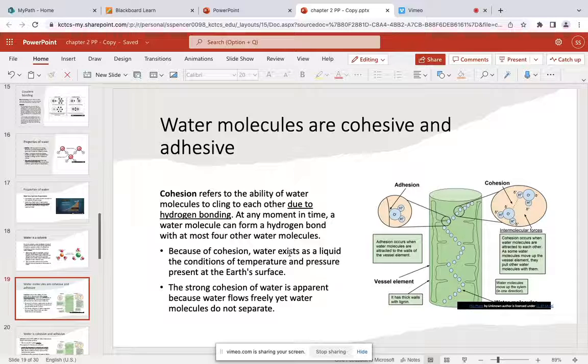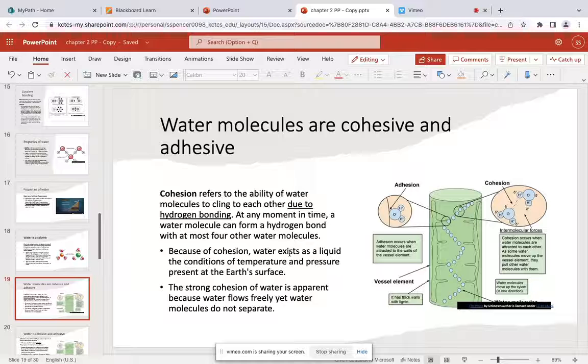So cohesion is simply what allows water to exist as a liquid. Due to the cohesion, water can exist as a droplet, and it's able to stick to things. It's able to bond with itself. Because of cohesion, water exists as a liquid. The strong cohesion of water is apparent because water flows freely, yet water molecules do not separate. So water can exist as a droplet due to cohesion.